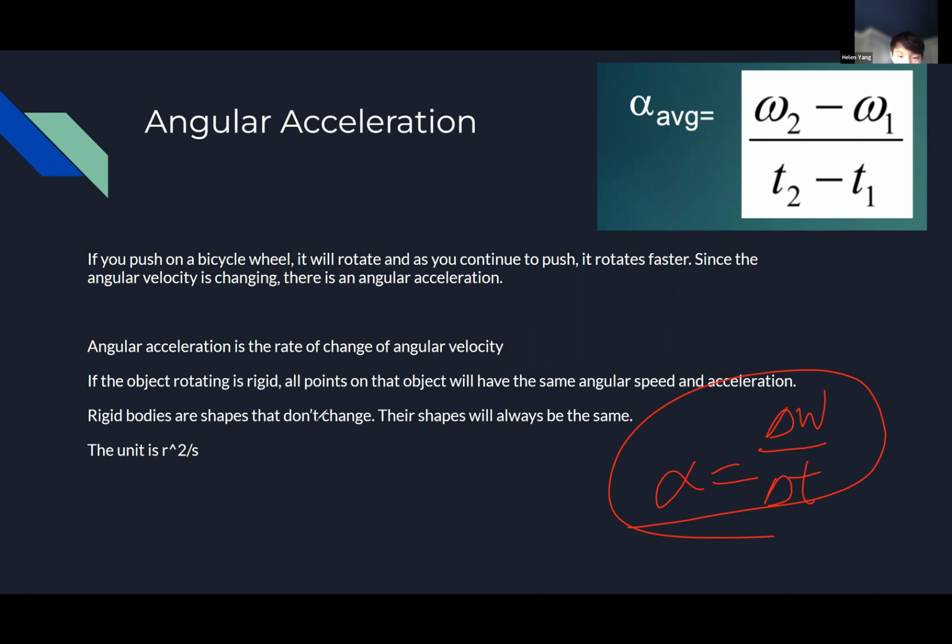If the object rotating is rigid, all points on the object will have the same angular speed and acceleration. And rigid bodies are shapes that don't change, and their shapes will always be the same, and they won't be deformed. And also for angular acceleration, instead of acceleration, which has the units of meters per second squared, oh, this is wrong. The unit of angular acceleration would be rads per second squared.